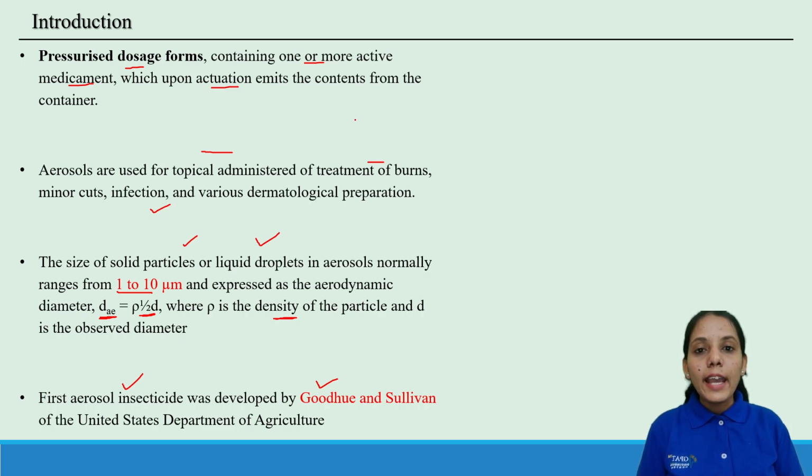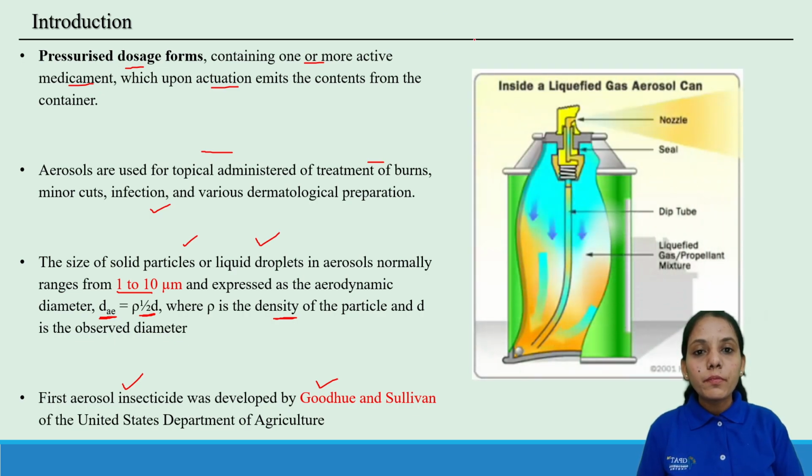Now let's see the diagram of the aerosol. So basically this is the diagram of the aerosol. So here you can see it is inside a liquefied gas aerosol can. So inside, gas is present which is under very high pressure, it is converted into liquid. Under this pressurized dosage form, it is in the liquid state. So here it is a liquid gas, or it is a propellant mixture also.